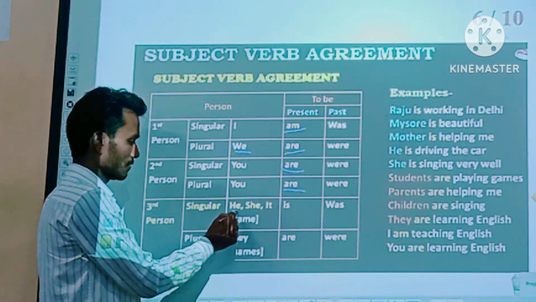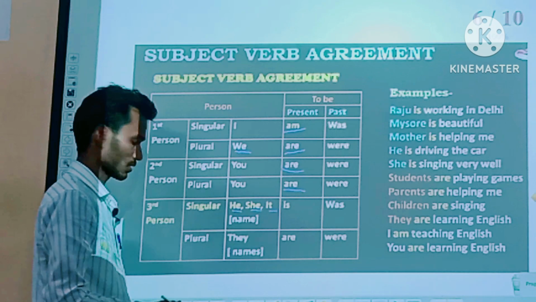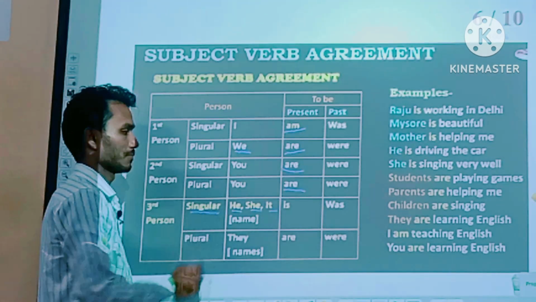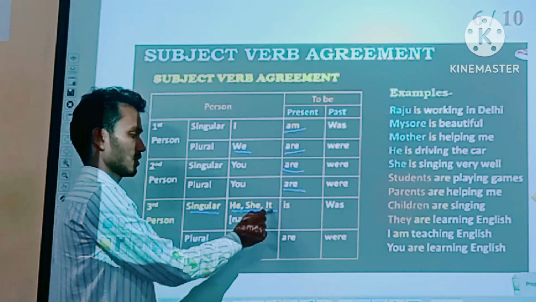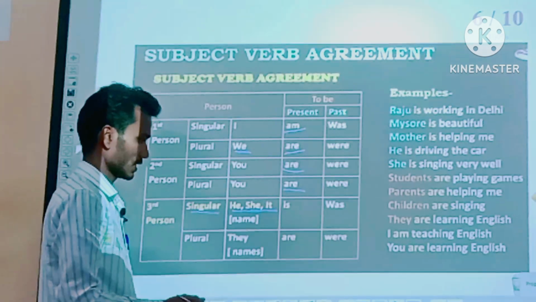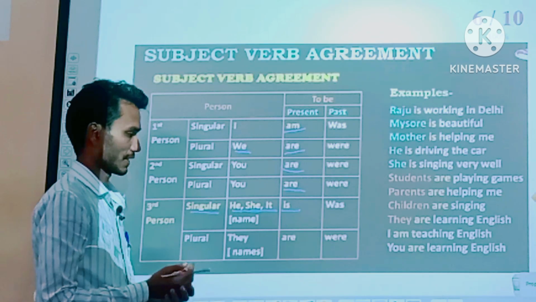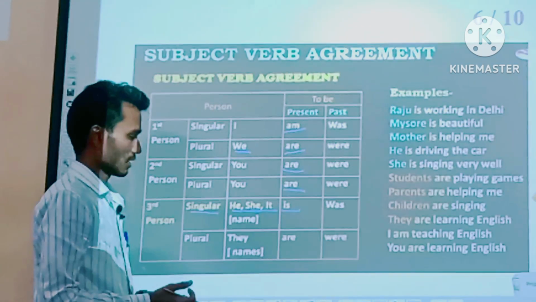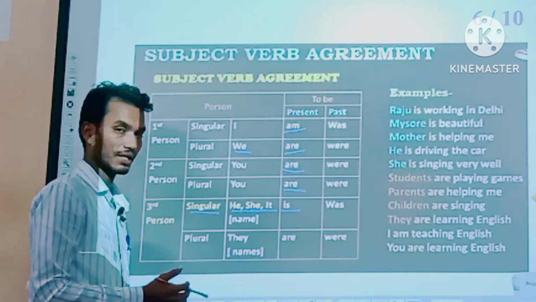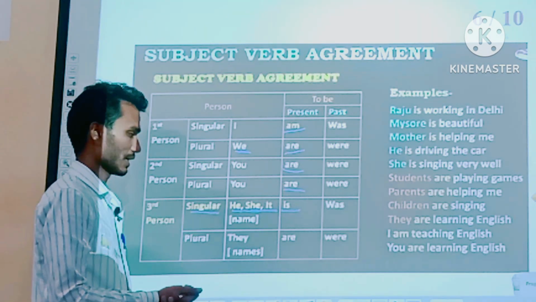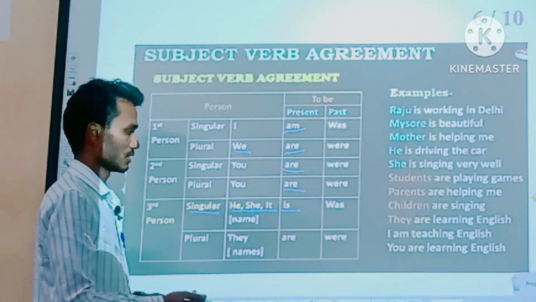Then he, she, it, third person singular, right? So these are all third person singular, he, she, it. That's why the be form is is used here. Is, right? She is a doctor, he is a teacher, right? It is a bird, right?